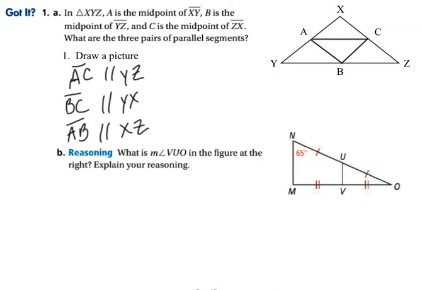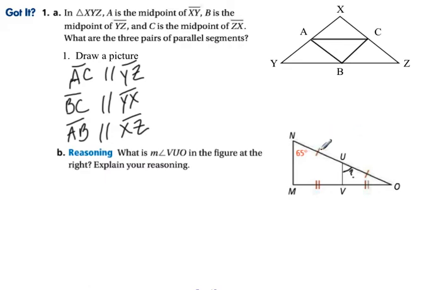So those are our three sets of parallel segments. And I should have segment signs over all of these. Okay, so the second part of that question says, what is the measure of angle VUO? So VUO, they're looking for the measure of this angle right here. And we're wondering what the measure of that angle is.